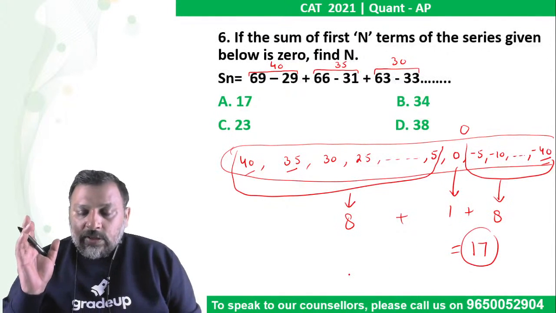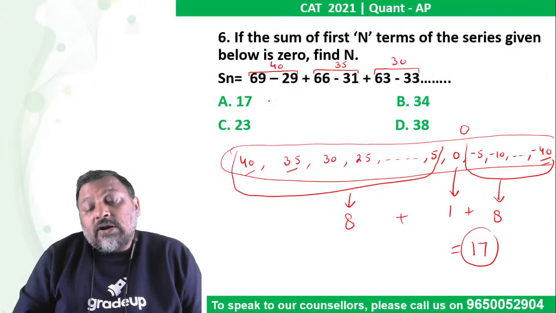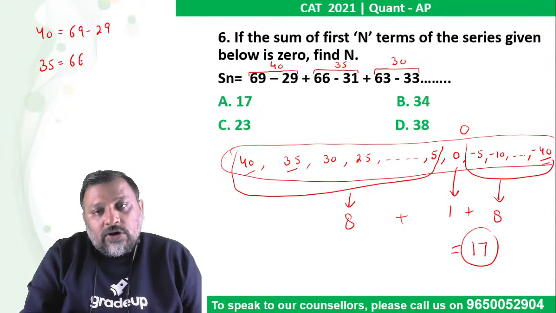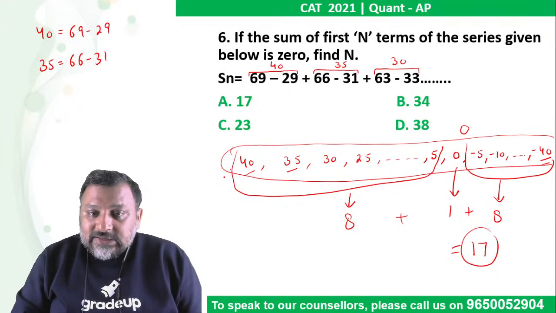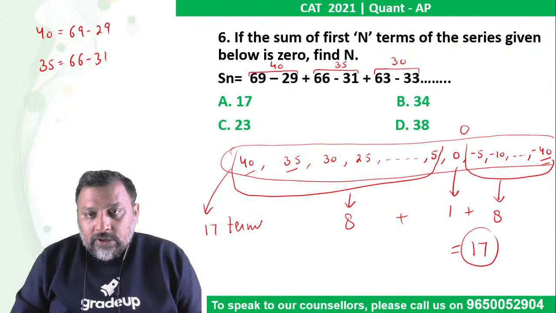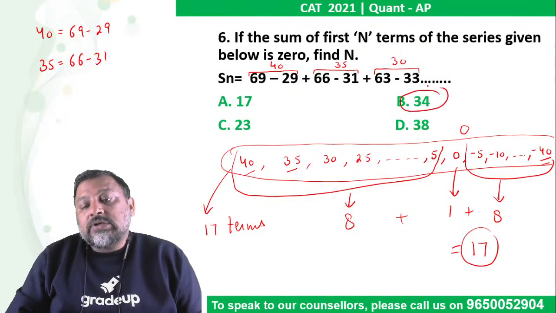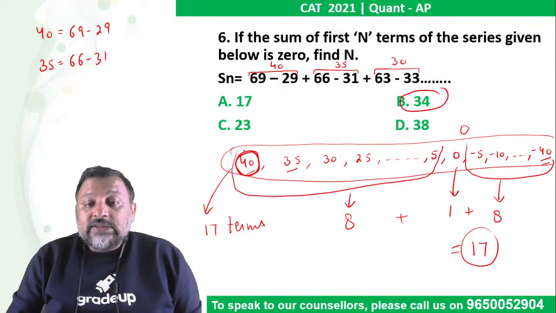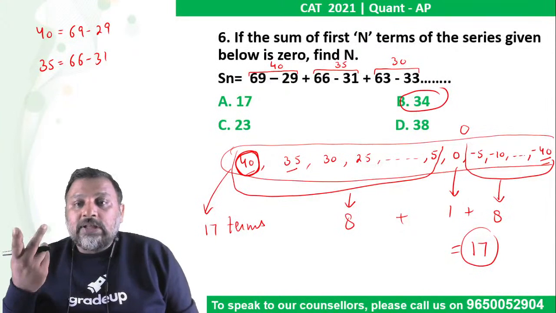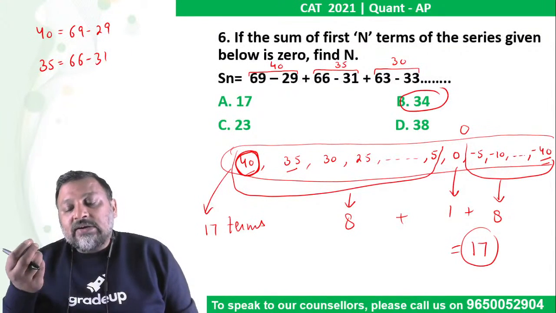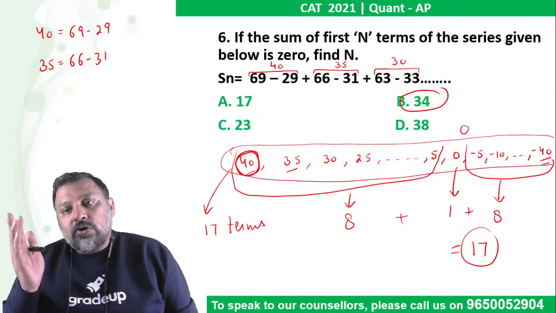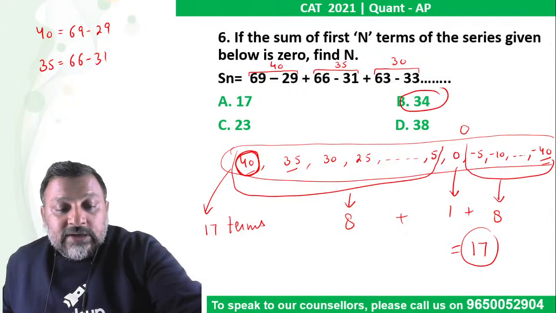Okay, but now you need to be a bit careful. See, 40 is not a term of this given series. 40 is nothing but a combination of two terms. Again, 35 is also a combination of two terms. So if this series has 17 terms, can we say how many will the original series have? 2 times, 34 terms, because each term of this series is a combination of two terms of the original series. So if there are 17 terms of this new series that we have formed, that means there are 34 terms of the original series. Okay, this is one way of doing this.